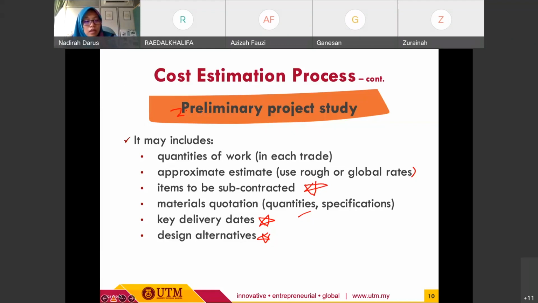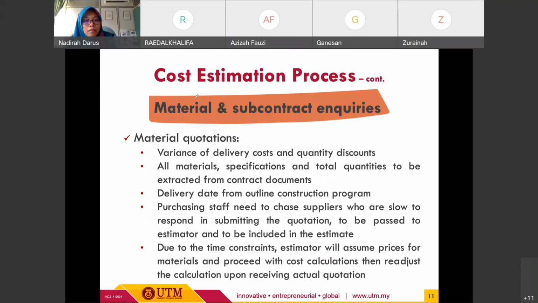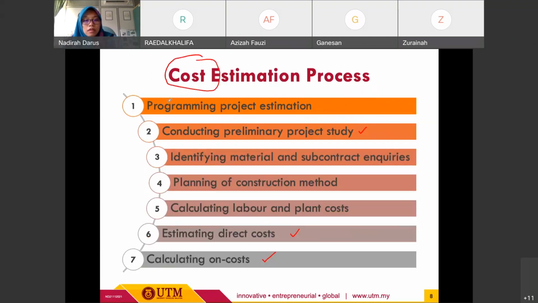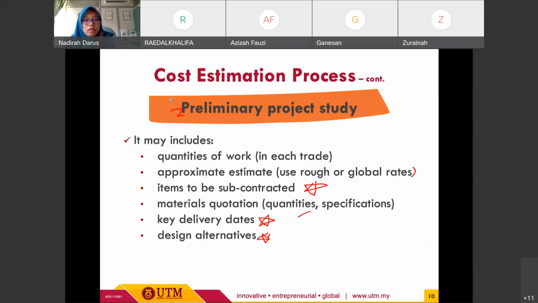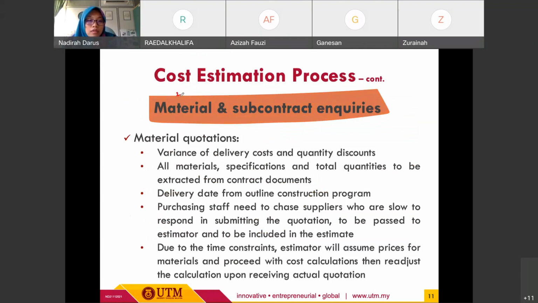And then we have, okay, this one, sorry. All right. This one is already the third one. The third process for cost estimation is related to the material and also subcontract inquiries. For this process, the main document that we need to consider is the quotation.